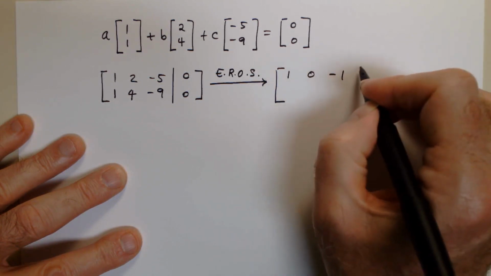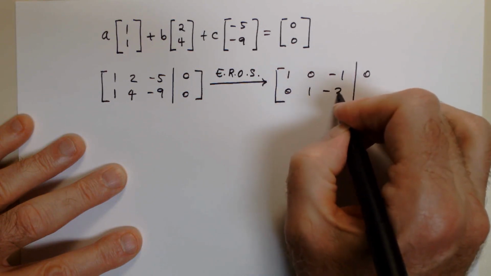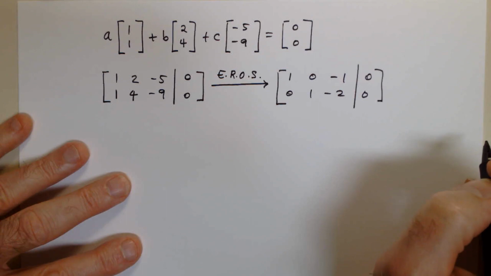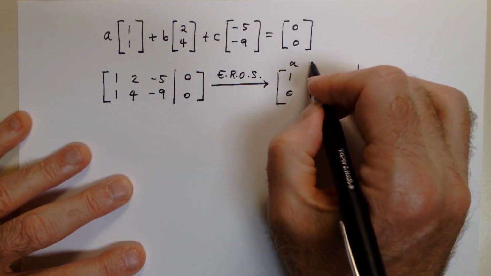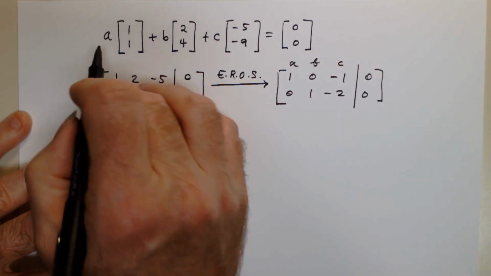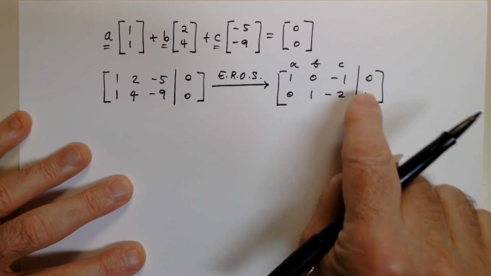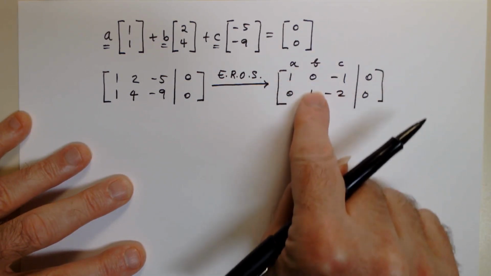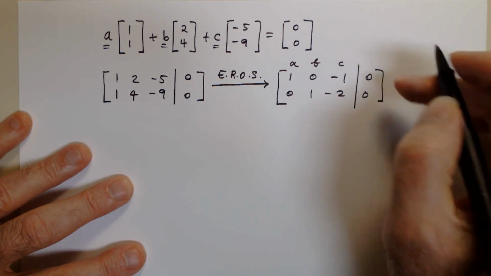And you should check me on this. Okay, so there's the reduced row echelon form. Let's remember our columns correspond to the variables A, B, and C. Those are our scalars. And let's notice right away something interesting. This variable is a leading or a bound variable. This one is leading or bound, however you want to think of it. This one's free.